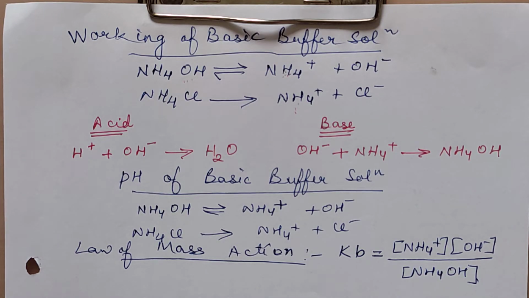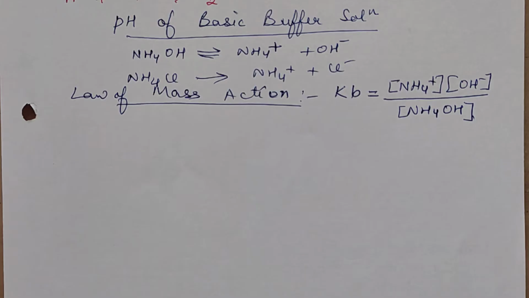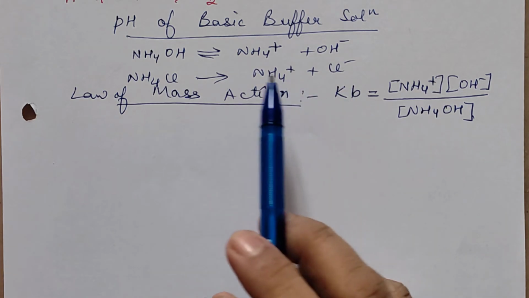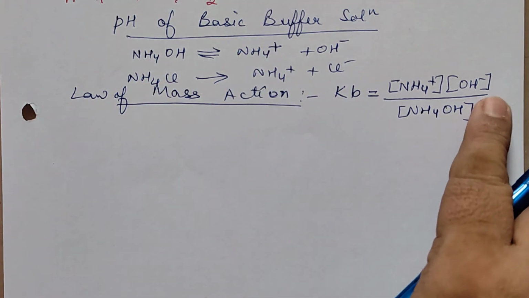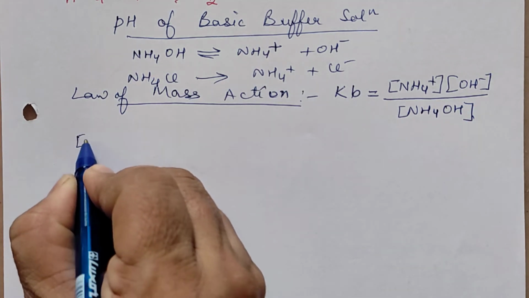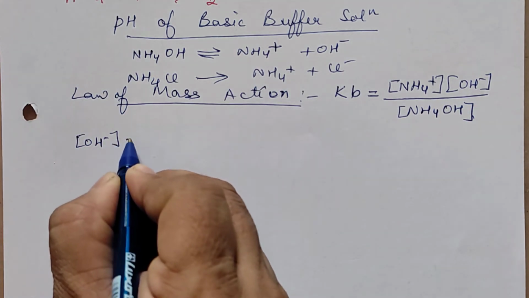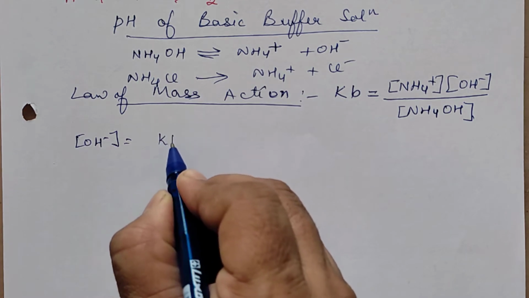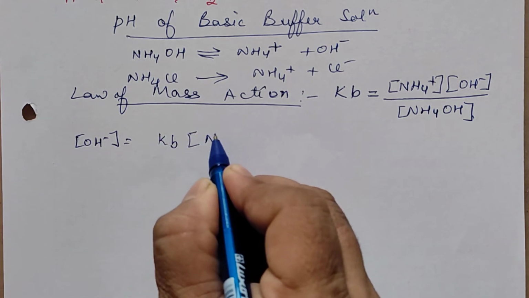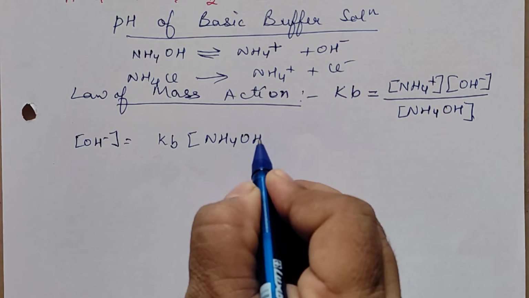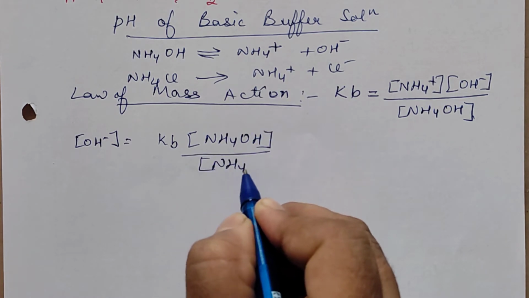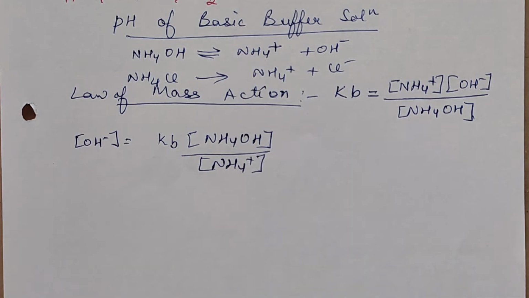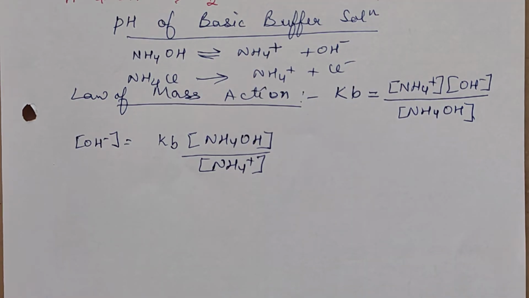Now just see, what are we aiming for? We are aiming to calculate pH. So to get that pH, first of all we should know the H plus concentration. But because this was a base, from here we can calculate the OH minus concentration. So what is the OH minus concentration here as per the formula? That is Kb into ammonium hydroxide concentration divided by ammonium ion concentration, that is the OH minus concentration, right?